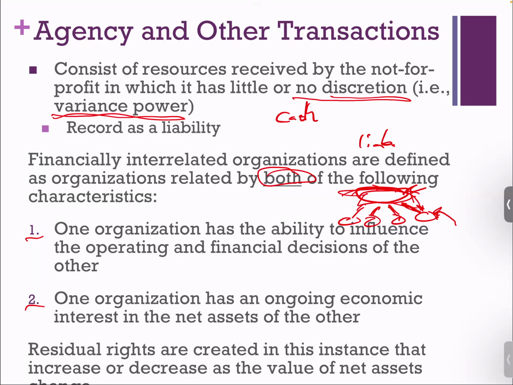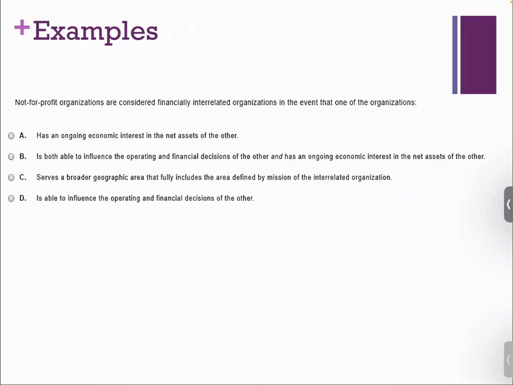It just creates these residual rights in the value of the net assets of the parent. Okay, so let's look at a few examples. I'm going to give you more examples to work through, and I'll do that shortly. They're considered financially interrelated organizations in the event that one of the organizations is both able to influence operating and financial decisions of the other and has ongoing economic interests in the other. So this is just wording. B is the correct answer there.